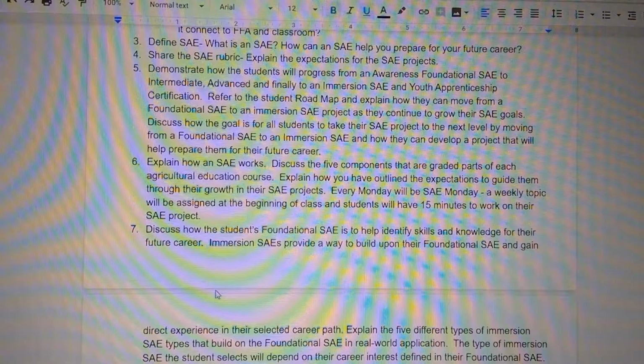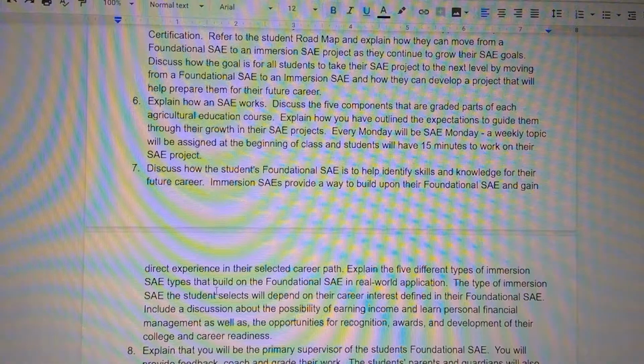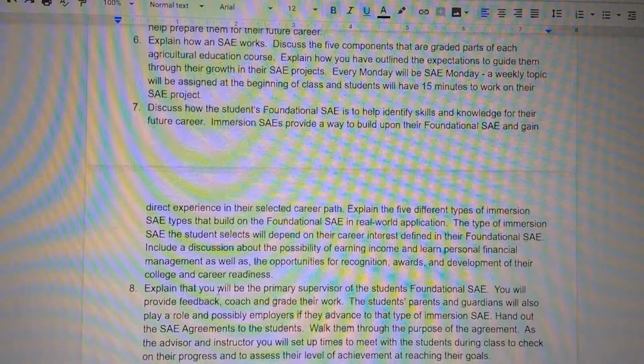And then I put up the definition of what is an SAE, the graphic that I showed you earlier, and we discussed that, especially emphasizing the student-led portion of it, that this is their career plan. It shouldn't be the teacher's career plan. It shouldn't be their friend's career plan. It needs to be their career plan. And then I talk about how the SAE works, the 5 components that I use for grading.